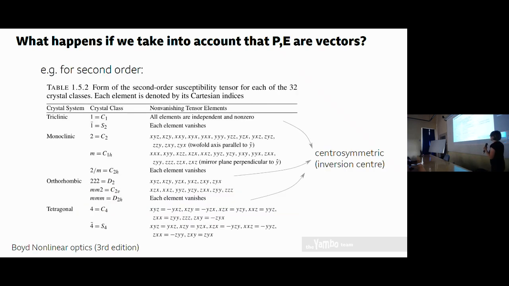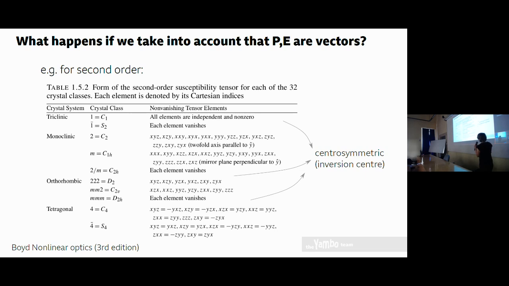So how do you know that? You can go, for example, to a textbook on nonlinear optics. Here I took this from Boyd, in the case of second order. You have similar tables for the third order. In that case, you just look at the symmetry of the crystal system, and then here it says which elements are not zero.